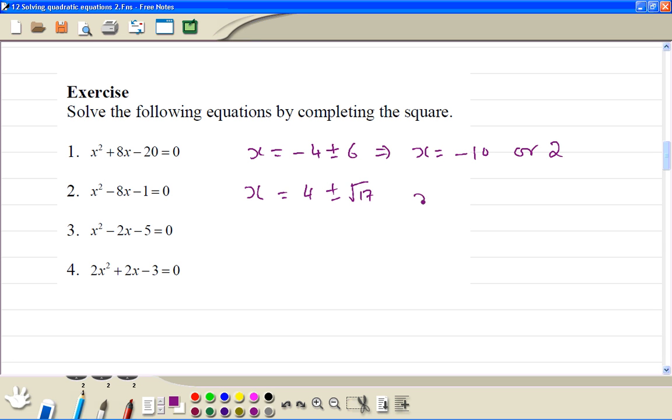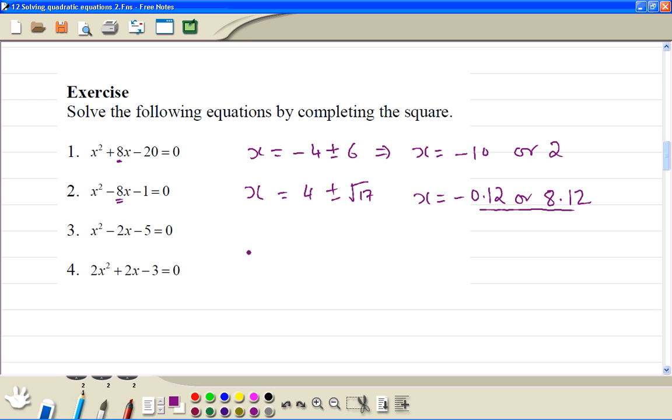We can write in decimals. It's minus 0.12 or 8.12, because these two numbers add up to 8, so there's a match there. These two numbers add up to minus 8, so there's a match.